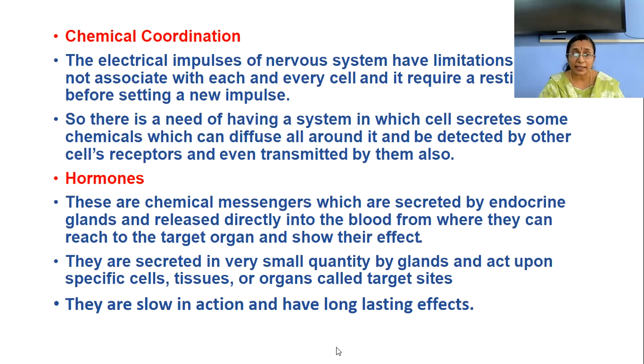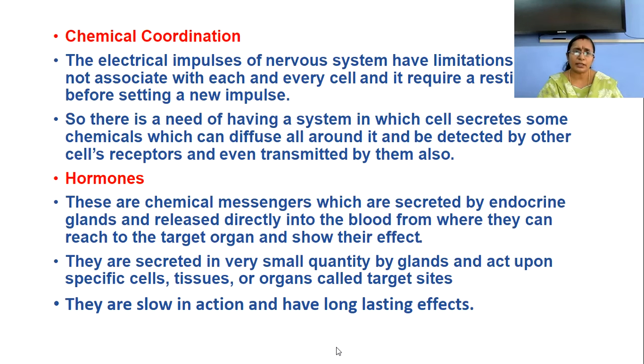Now in case of animals, even though they have the nervous system, the electrical impulses of the nervous system have some limitations or some drawbacks. It cannot reach each and every cell of the tissue. It may reach up to the tissue, but not to each and every cell. And after each stimulation, it requires a small resting period before it can start a new impulse. So this might reduce the speed, or it might reduce the efficiency of message transfer and response system in organisms.